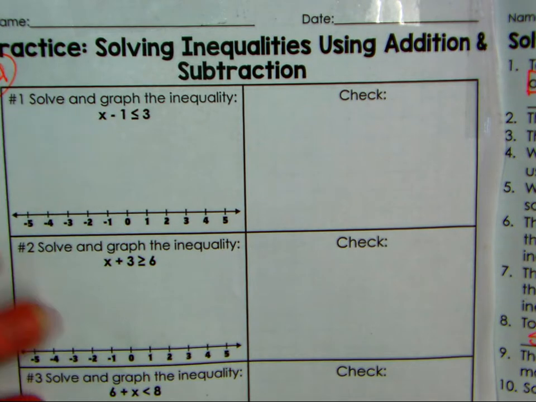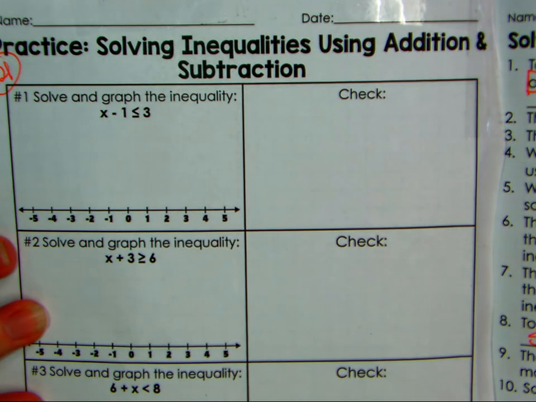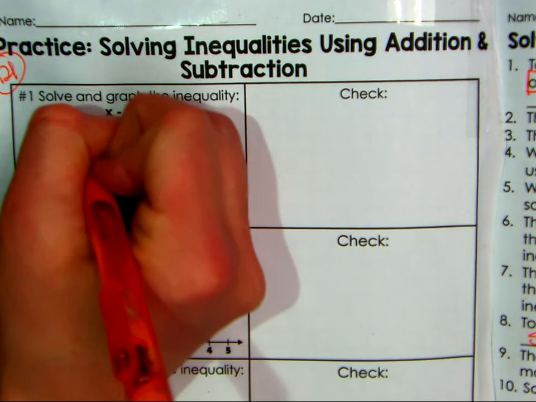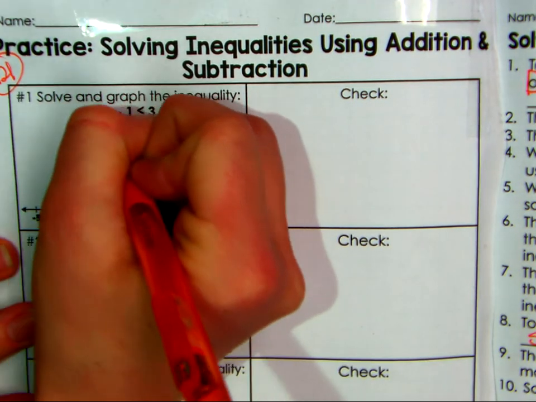So up here at number 1, solve and graph the inequality x minus 1 is less than or equal to 3. So the first thing we have to do is what? Raise your hand if you can tell me. Nicole? Since it's subtracting, then you would have to make it adding. Yes, because we're subtracting 1, we're going to add 1 because that's the inverse operation. So x minus 1 plus 1.